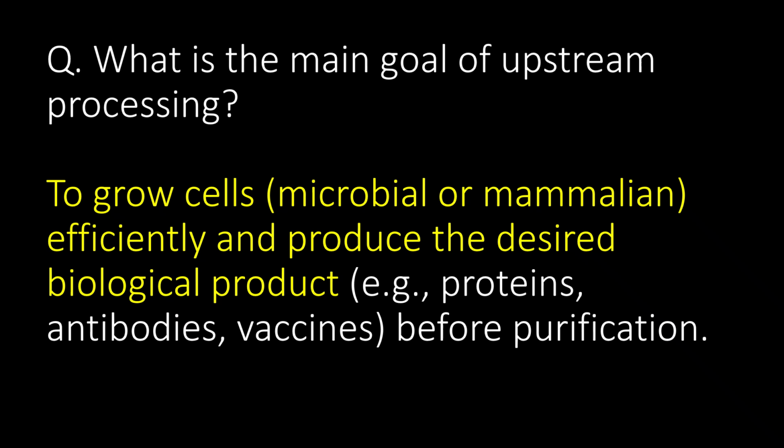First question: what is the main goal of upstream processing? The main goal of upstream processing is to grow cells, microbial or mammalian, efficiently and produce the desired biological product. For example, proteins, antibodies, vaccines, before purification.